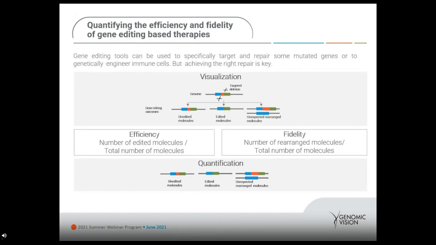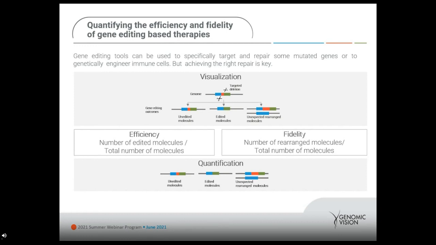So molecular combing can quantify the efficiency and fidelity of gene editing-based therapies. And the principle is quite simple. If, for example, you are aiming to induce a targeted deletion using CRISPR-Cas9, we will design a set of probes that are specific to your target locus.